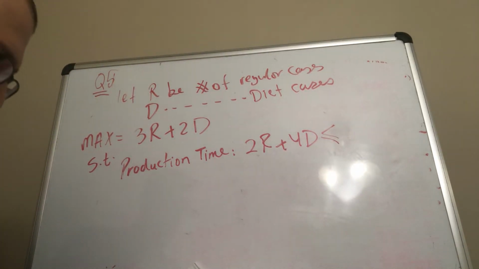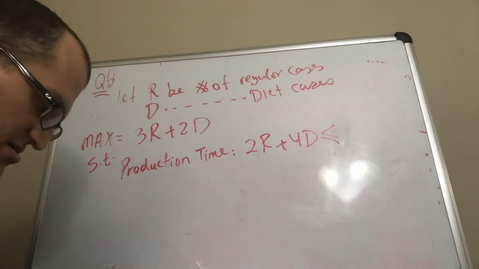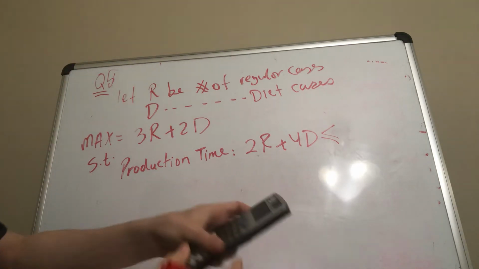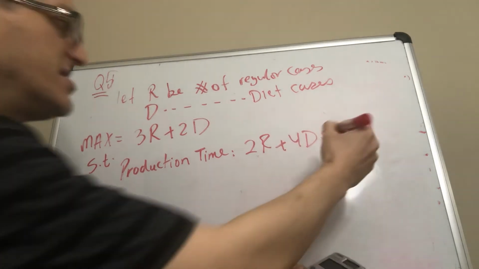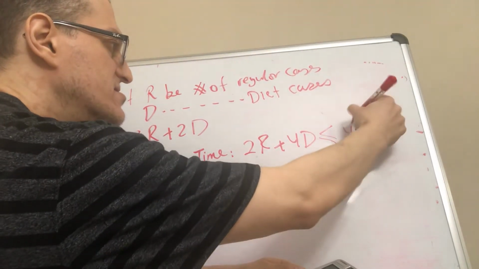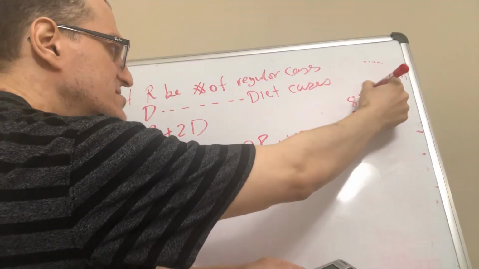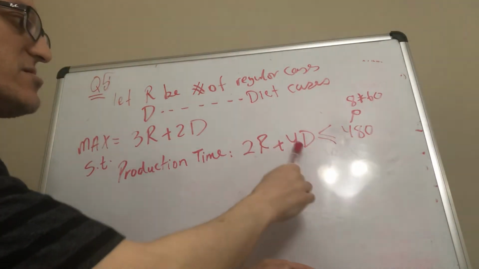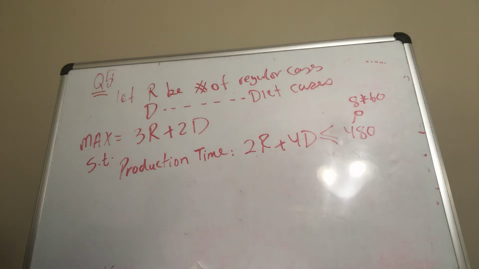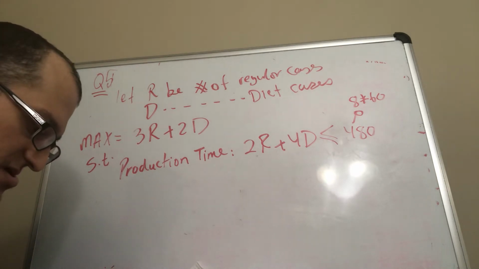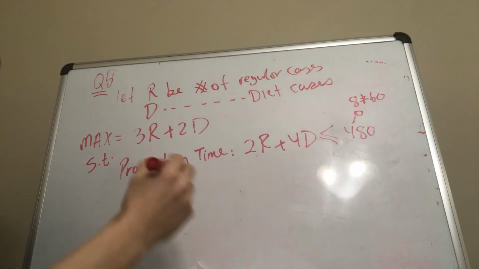Available is 8 hours, but since you have minutes, 8 hours would be 480 minutes. So this is 8 hours times 60. So 2 for regular, 4 for a diet, not to go over the 480 minutes available. There is also the syrup.